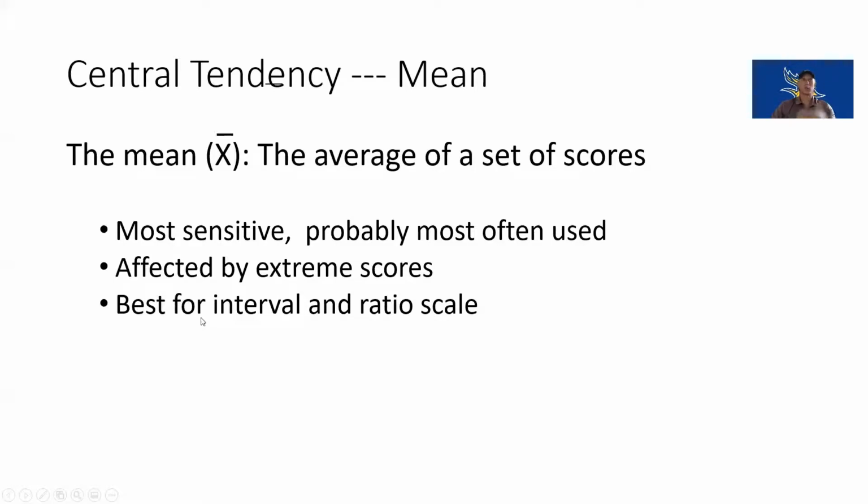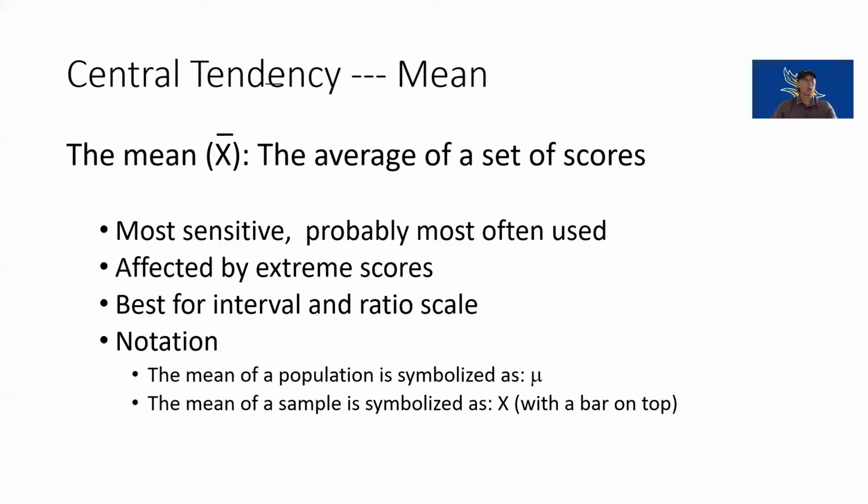But it's best for our interval and ratio scale numbers because it's going to tell us what's in the middle, or what's near the middle of that distribution. And our notation here: the mean or the average of the population is mu. This value here looks like a U with a tail on the front. That is mu, the mean or the average of a population.